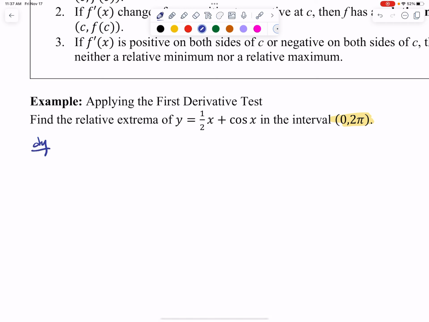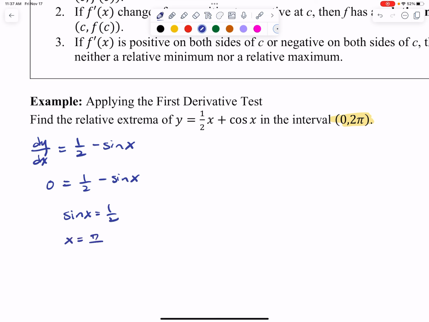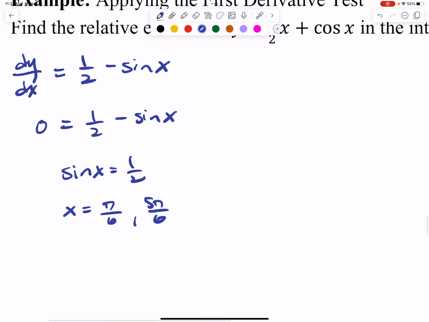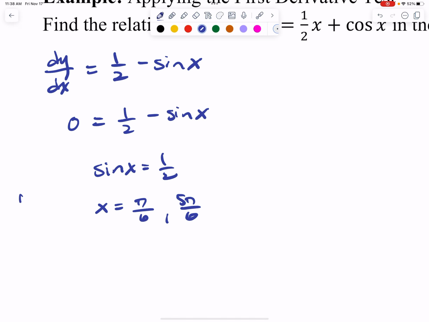We need dy over dx to find the critical numbers. So that would be minus sine of x. Thinking about setting dy over dx equal to 0, so sine of x equals 1/2. On the interval from 0 to 2 pi, our solutions would be pi over 6 and 5 pi over 6. Okay, these are our critical numbers, where dy over dx was equal to 0.